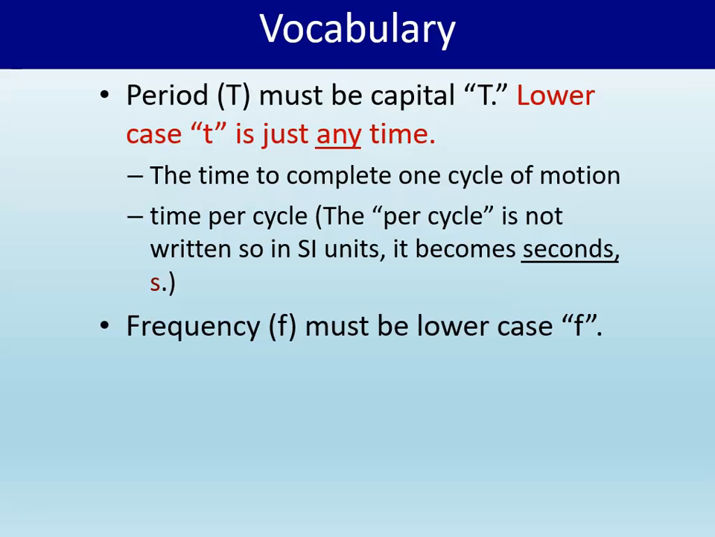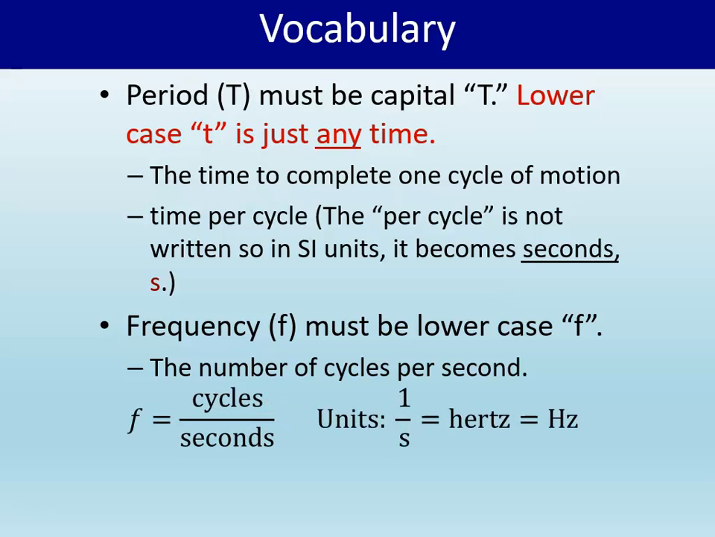Now the inverse of the period, the number of times it goes around per second, is given by the symbol lowercase f. That's the frequency, the inverse of the period, the number of cycles per second. So if you tell me that the period is 2 seconds, then I will tell you that the frequency is 1/2 per second, that is 1/2 of an inverse second.